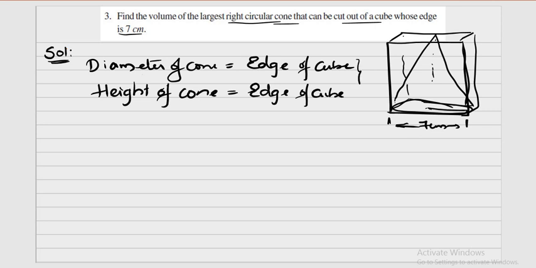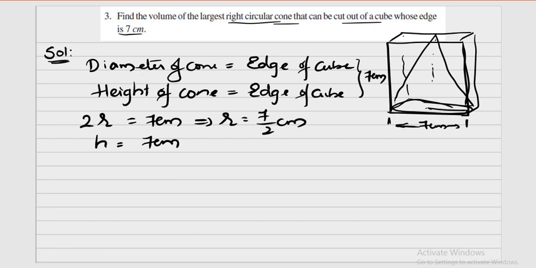We already know the edge length of the cube is 7 centimeters. So 2 times the radius is equal to 7 centimeters, so the radius is 7 by 2 centimeters. The same way, the height is equal to 7 centimeters. So we got the radius and height of the cone to get maximum volume. The maximum volume of the cone that we can obtain is given by the formula: volume of cone is 1/3 pi r square h.